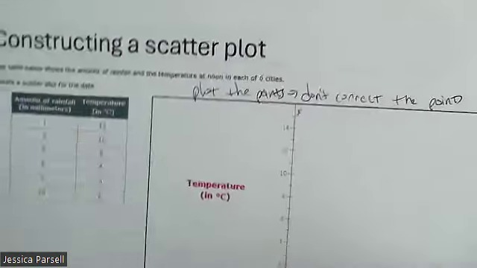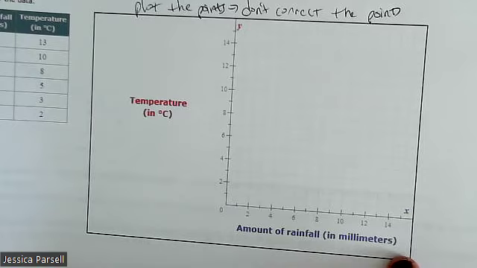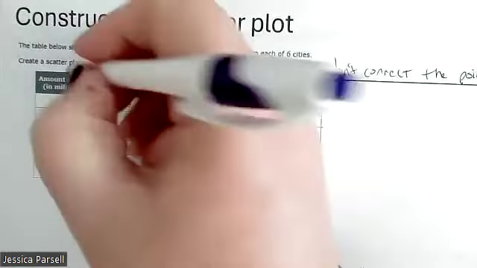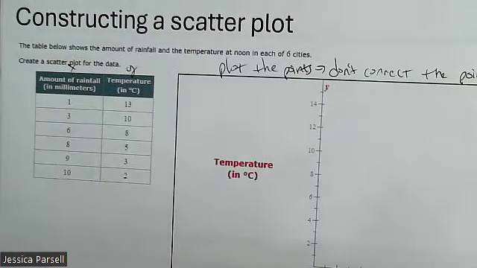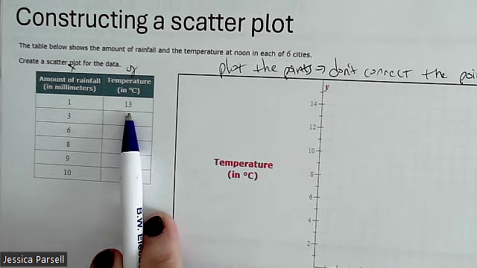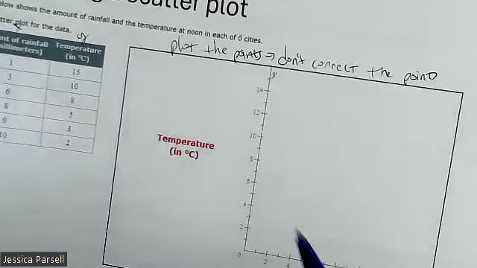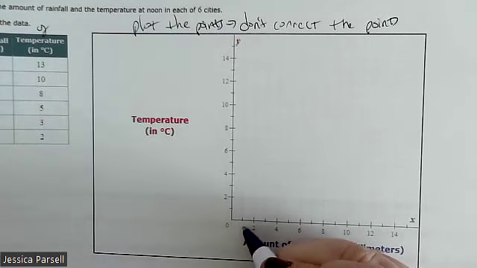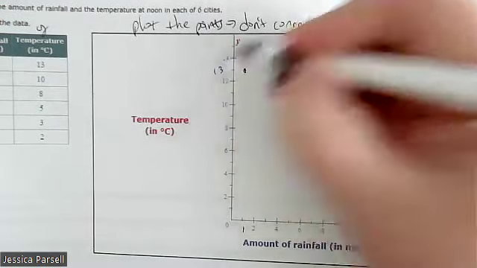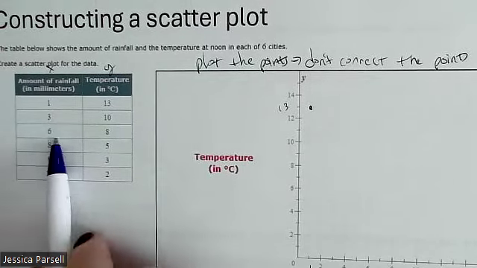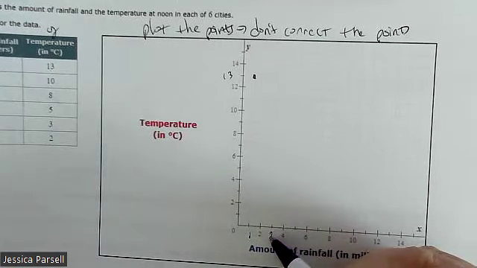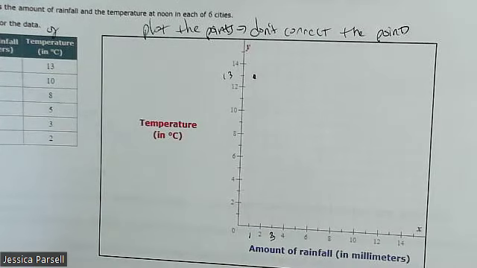So on our x-axis, we have amount of rainfall, and the y-axis is the temperature outside. So we're going to label this. This is our x, and this is our y. So we're just going to put these points on. At 1 millimeter of rainfall, the temperature is 13 degrees. So we're going to go down and find 1 millimeter of rainfall, and the temperature is 13 degrees right there. At 3 millimeters of rainfall, the temperature was 10. So we're going to find 3 and 10.